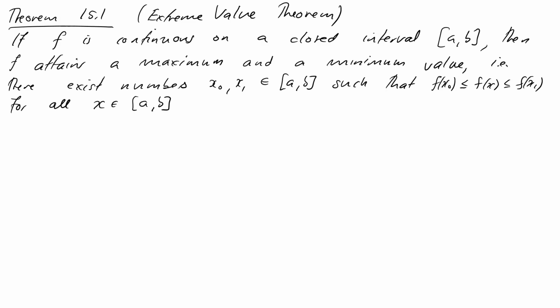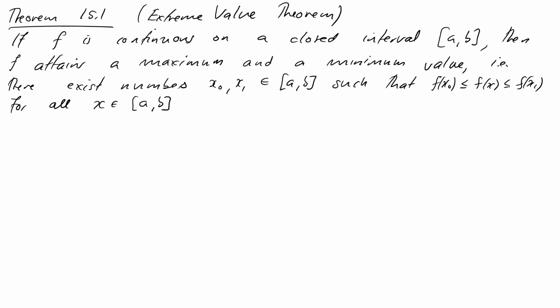So the first of these is the extreme value theorem, and what it says is that if we have a function on a closed interval that's continuous, then it attains a maximum and a minimum value. That is to say that there are actually maximums and minimums. There aren't just supremums and infimums, or a supremum and an infimum. So we actually have a maximum and a minimum on this interval.